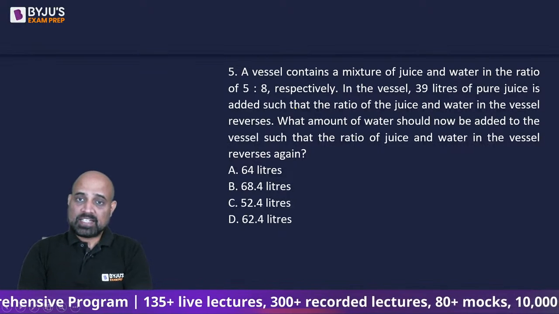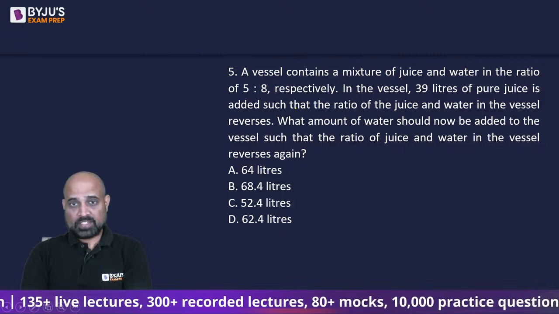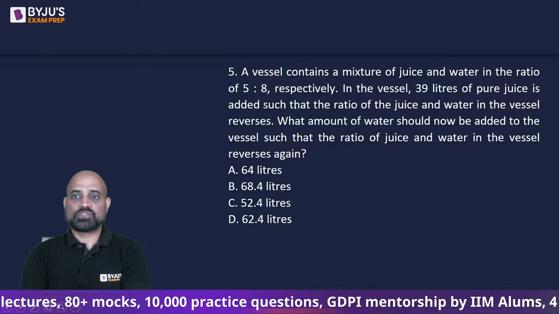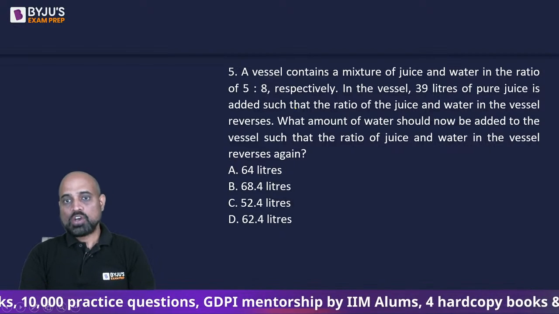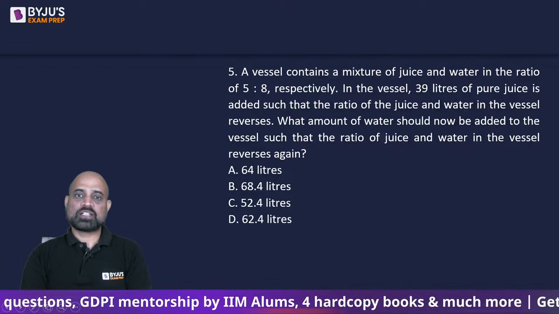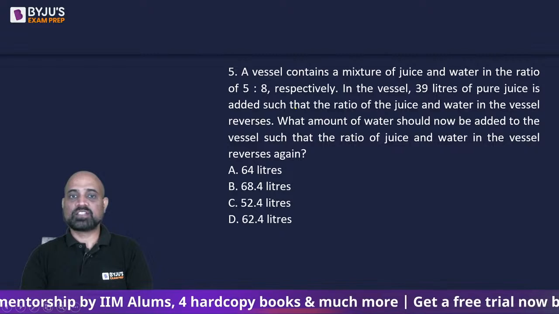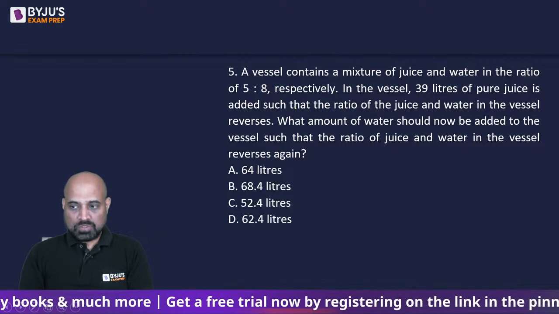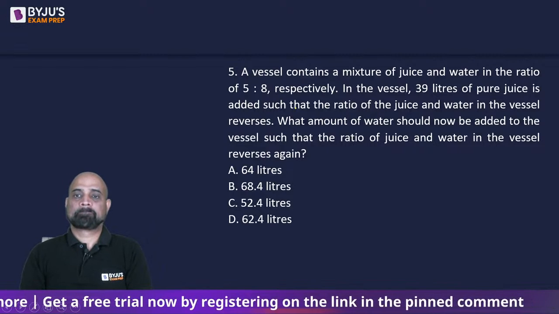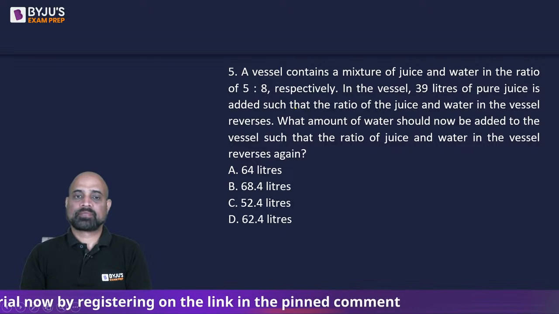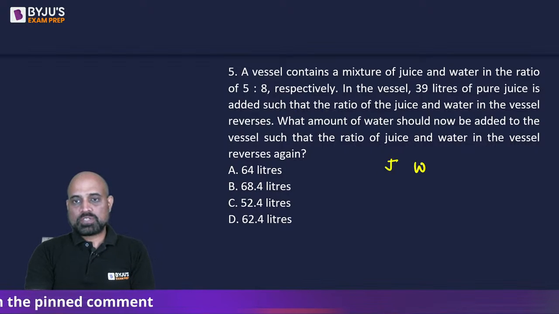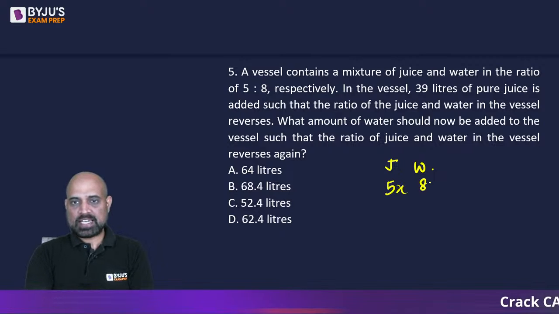Next, a vessel contains a mixture of juice and water in the ratio of 5:8 respectively. In the vessel, 39 liters of pure juice is added such that the ratio of juice and water in the vessel reverses. What amount of water should now be added to the vessel such that the ratio of the juice and water in the vessel reverses again? See, if I talk about the ratio of juice and water here, so juice is 5x and water is 8x.